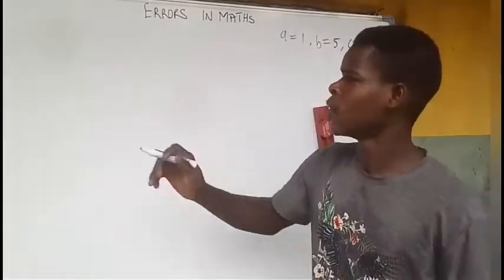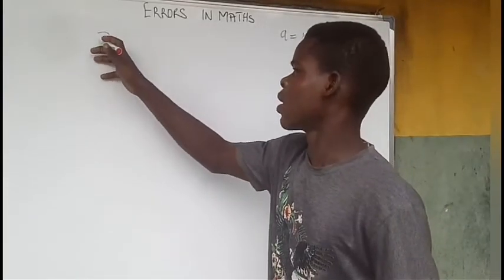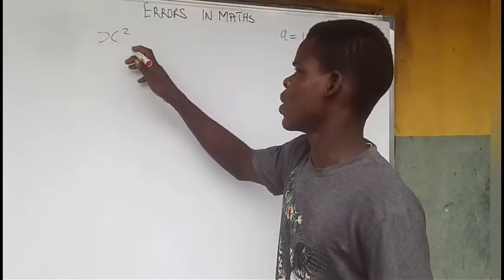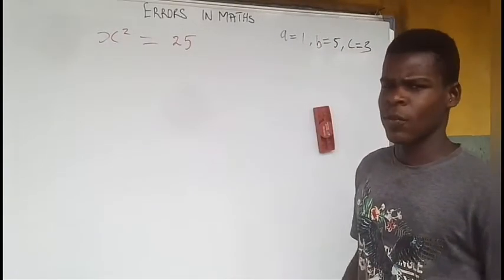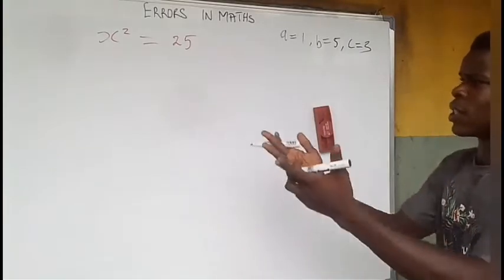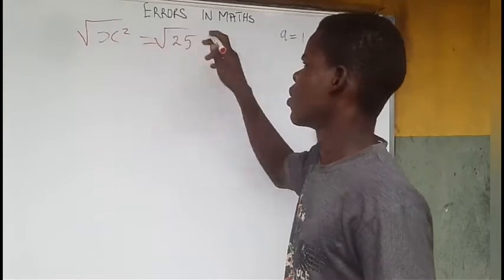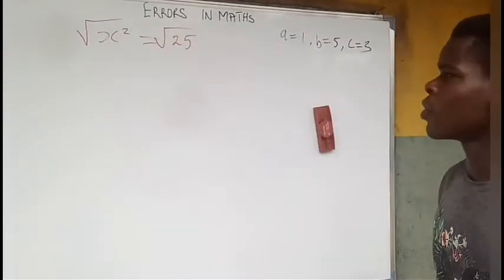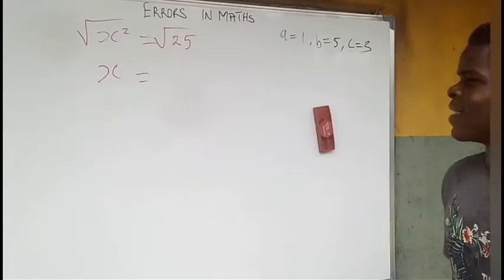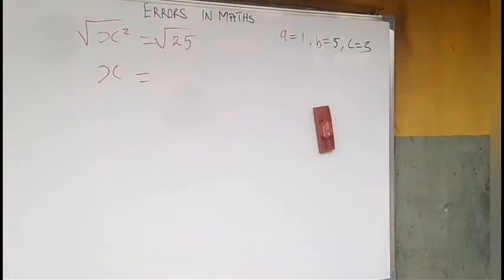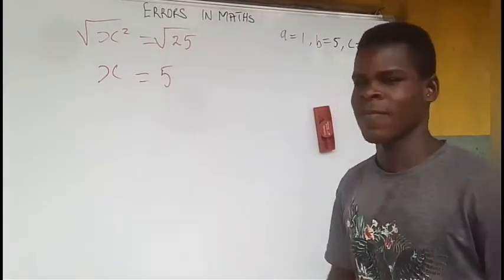Let's say you solve for x, okay, and you have something like this: x squared is equal to, let's say, 25. The question now is, what is the value of x? So you will be required to do what? To take the square root of both sides. Okay? Now, taking the square root of both sides, you would have x is equal to what? Yes, you will say 5. x is equal to 5.